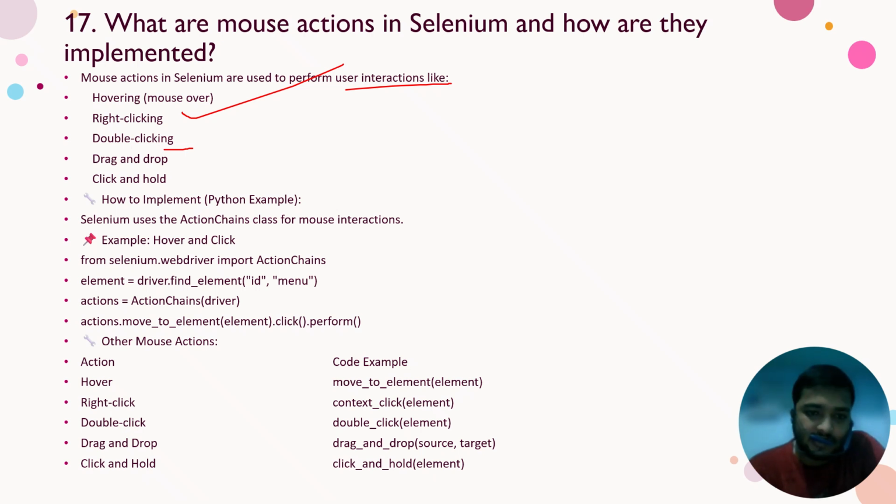We import Selenium WebDriver's ActionChains, then use driver.find_element by ID with a keyword, and set actions equal to ActionChains(driver), then actions.click().perform(). There are other mouse actions like hover, right click, double click, drag and drop, and click and hold: hold the element, drag and drop the element, and move to the element.